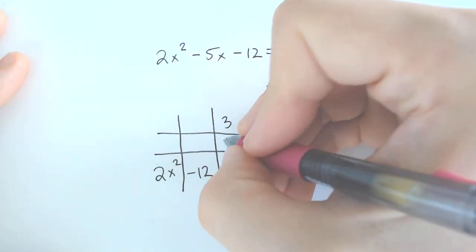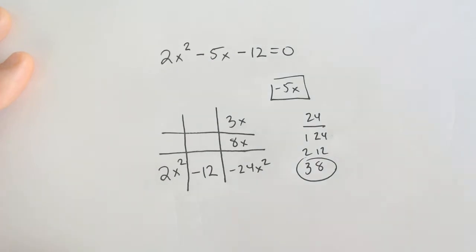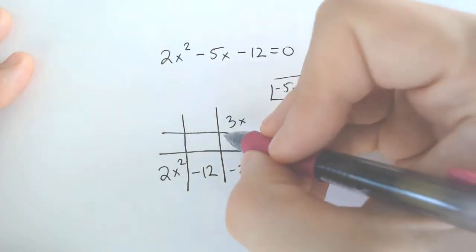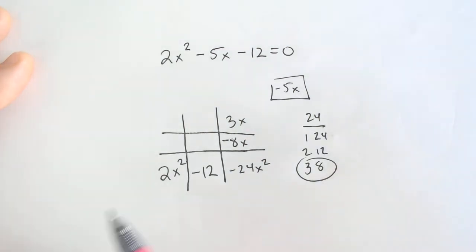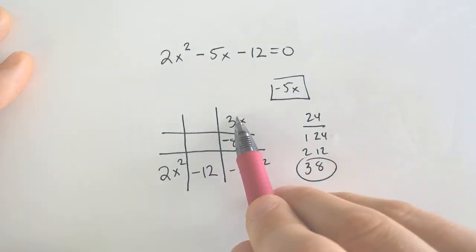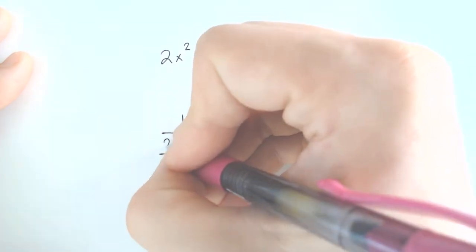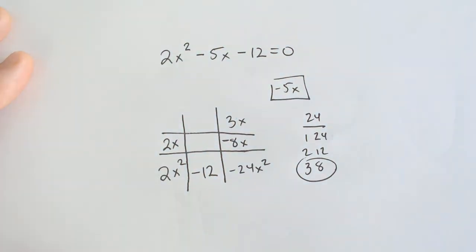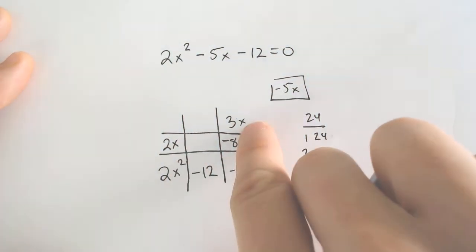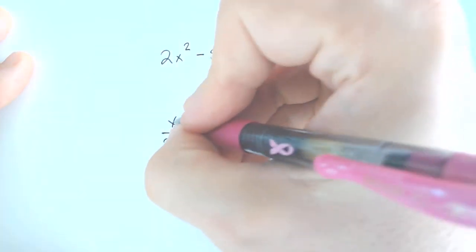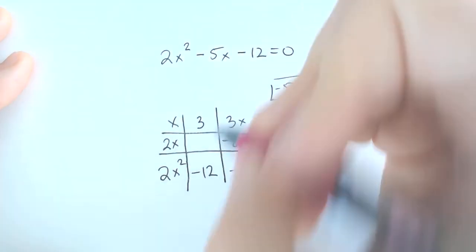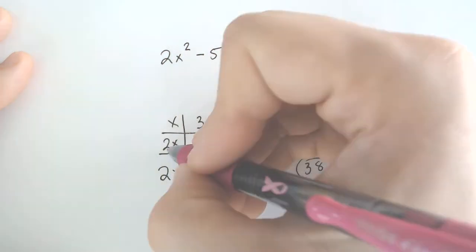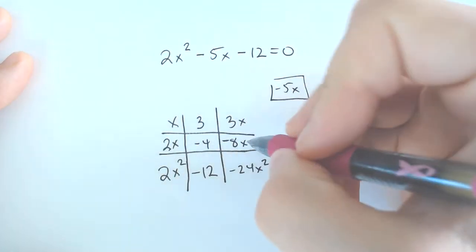So it doesn't matter where you put the 3 or the 8. Hit the camera there. But it does matter which one's negative. And in this case, the 8 would have to be negative to add to negative 5. And you do have to ask yourself, where does 2 belong, with 3 or with 8? And in this case, it is with the 8. Because 2 can go into 8, it can't go into 3. X times 2x makes 2x squared. X times 3 is 3x. 2 times negative 4 is negative 8.